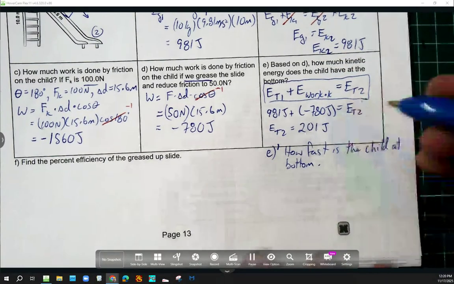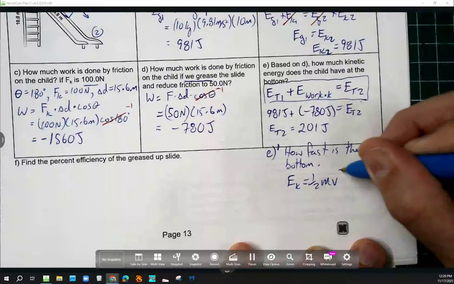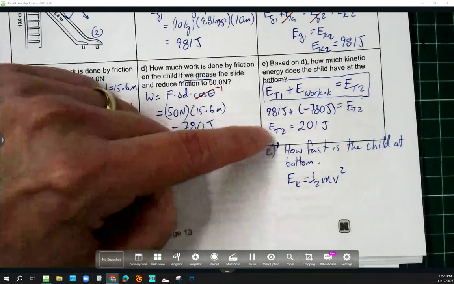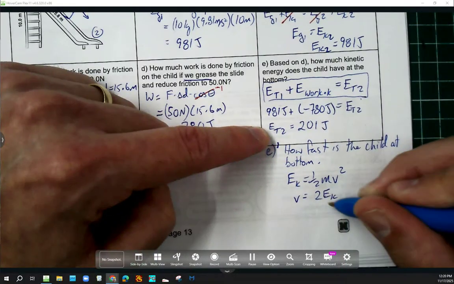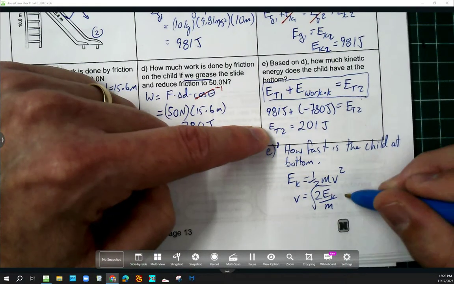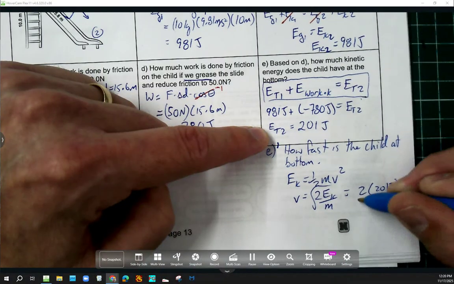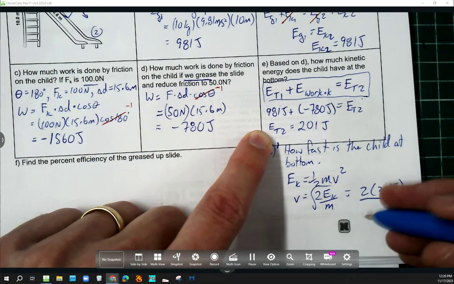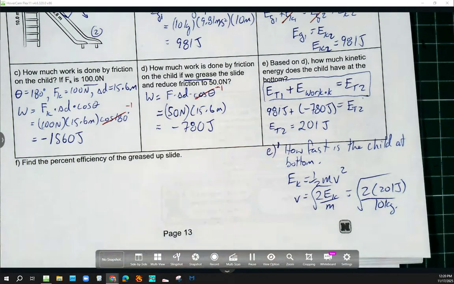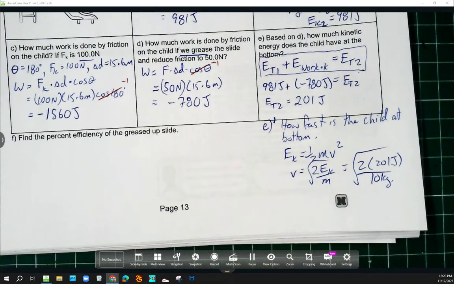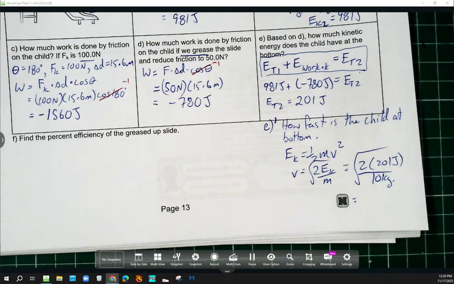So let's say EK is equal to 1/2 mv squared. That's how much energy we have at the bottom. E total is how much energy we have at the bottom. So v is equal to the square root of 2 times EK over m. So 2 times that 201 joules divided by, what was the mass of this kid? I think we knew, 10 kilograms. That's a small kid, I think. This kid should not be left unattended. How fast is the kid going when they get off the bottom?